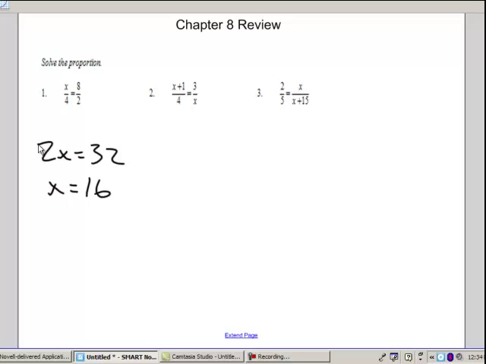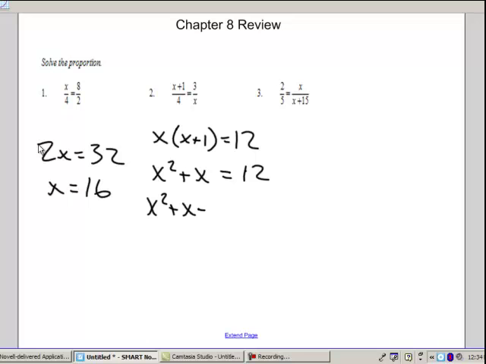For the second one, I will get x times x plus 1 is equal to 3 times 4, which is 12. Distributing, I get x squared plus x equals 12. Because it's a quadratic, I want everything on one side. So x squared plus x minus 12 is equal to 0. I need two numbers that multiply together to give me negative 12, add together to give me 1. That would be 4 and negative 3.